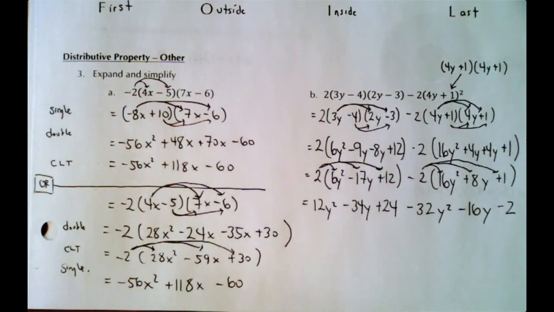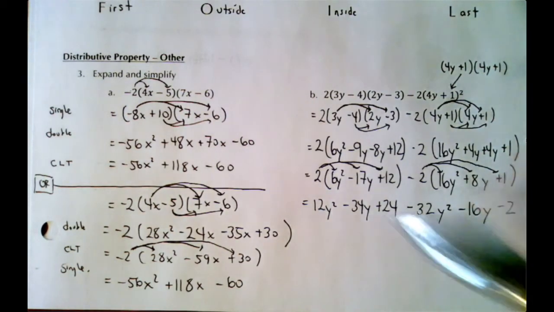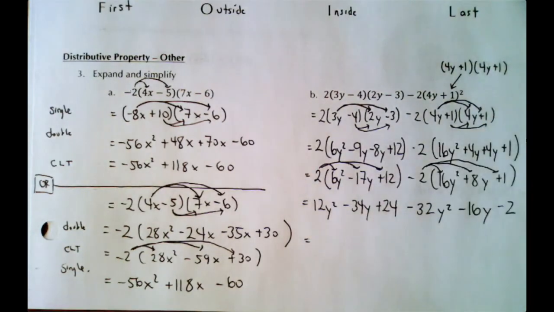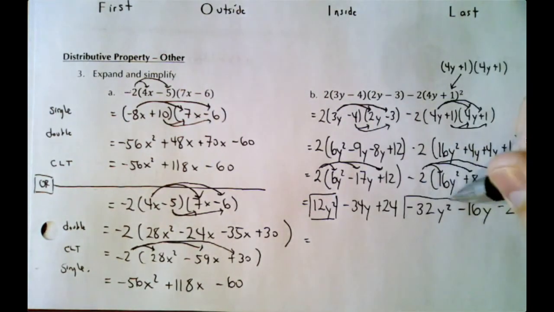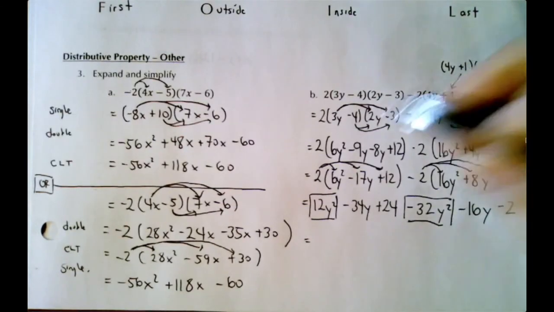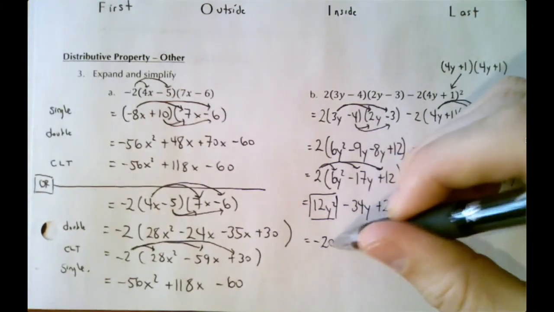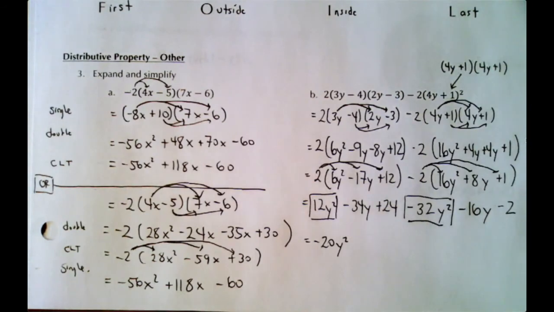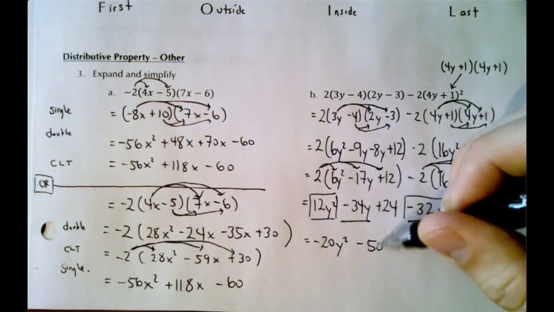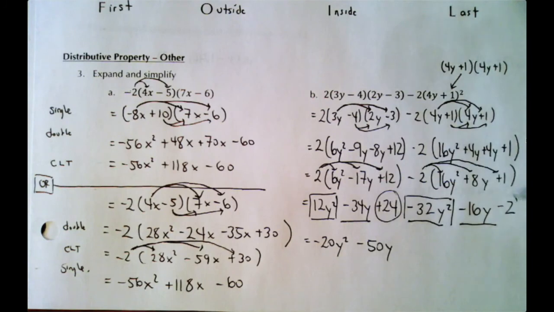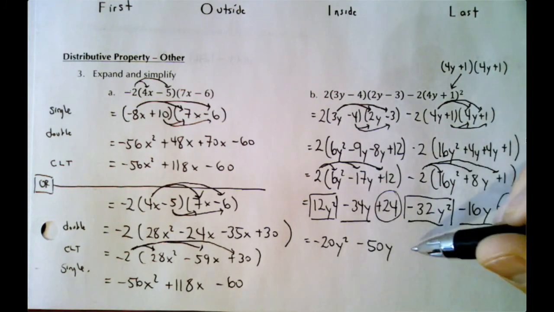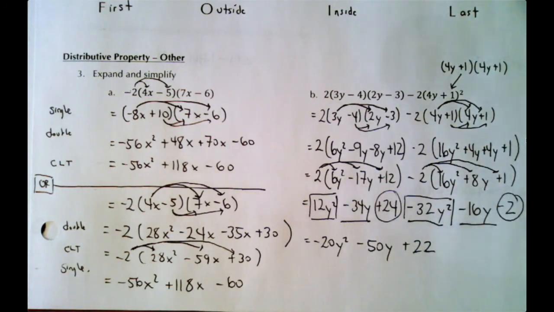There we go. And our last step is to collect like terms. So let's give that a shot. Y squareds. Well, we've got a y squared here and a y squared there. If we put those together, we get negative 20y squared. And then we've got a y here and a y here. If we put those together, we get negative 50y. And our numbers, we got 24 and negative 2. Put those together, we get positive 22.